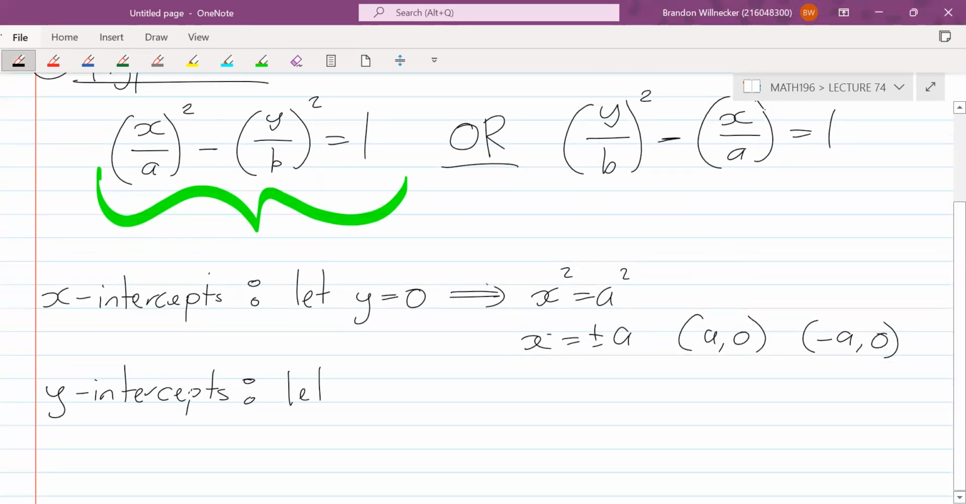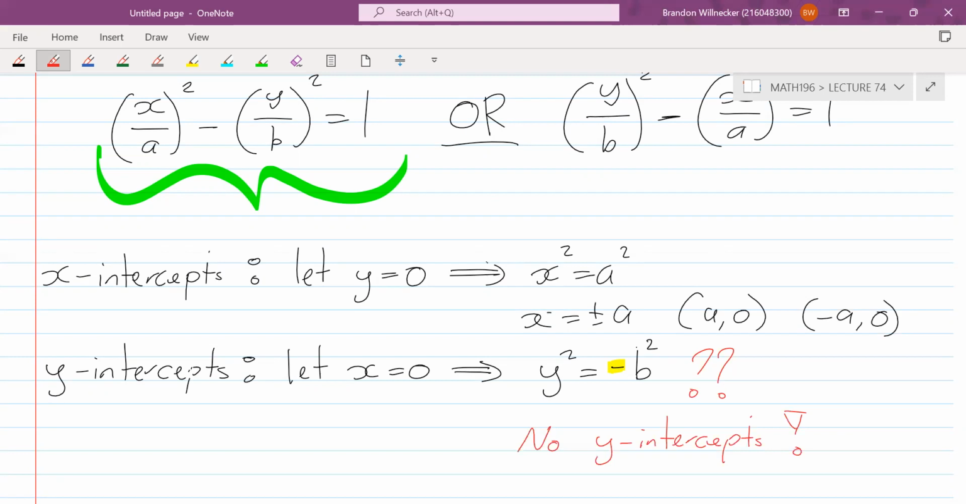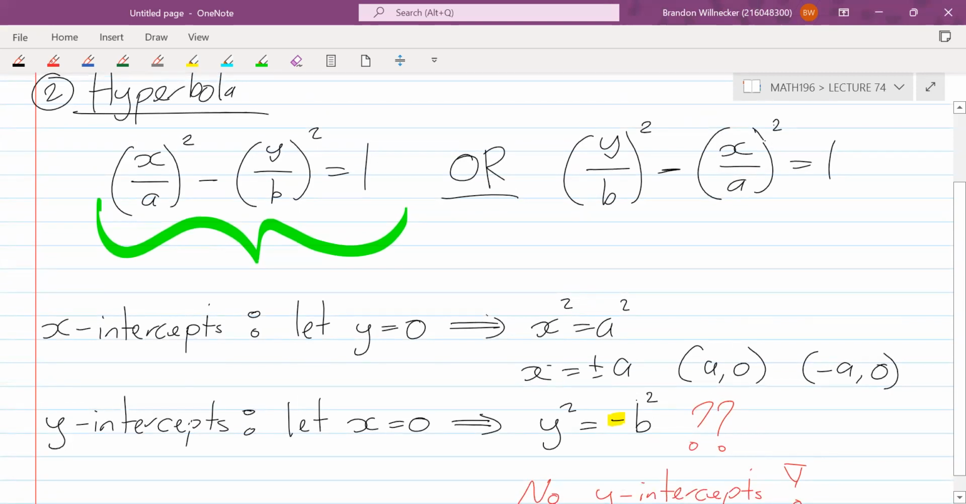For the y-intercepts, we need to let x be equal to 0, similar to what we did before. If x is equal to 0, then we have y squared is equal to minus b squared. But there's a problem here because y squared is positive because we're squaring it. b squared is positive because we're squaring it, but we got this minus here. So we have a positive equal to a negative. We can't have that. What this tells us is that there are no y-intercepts. So for this particular form, with the x squared term minus the y squared term, there are no y-intercepts. If you looked at the other case, where it's y squared minus x squared, then you won't have any x-intercepts. That tells you what kind of shape we're dealing with.